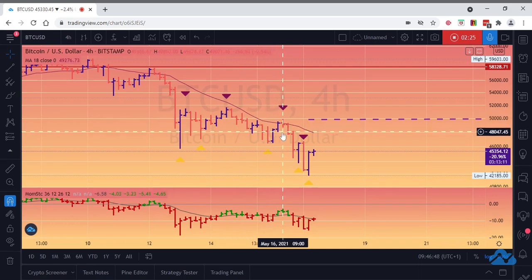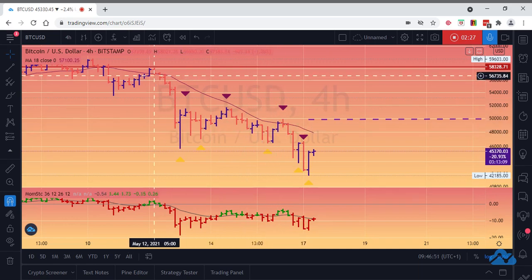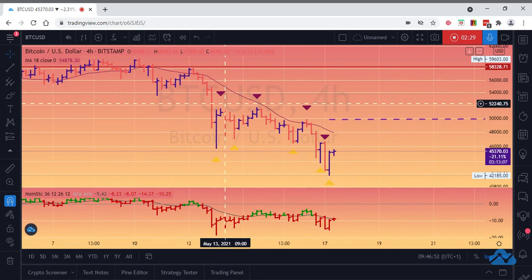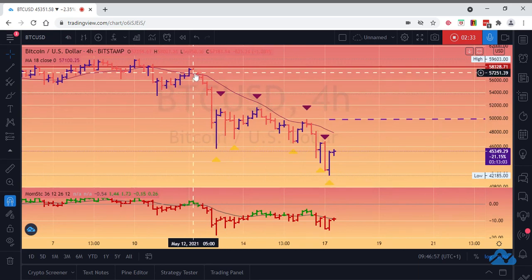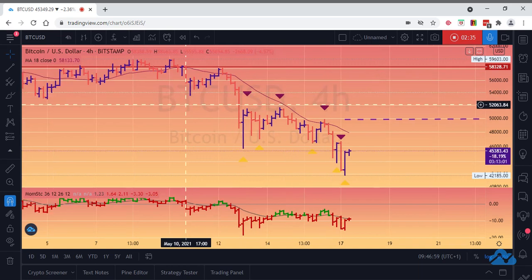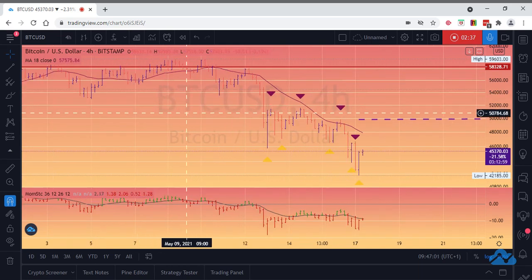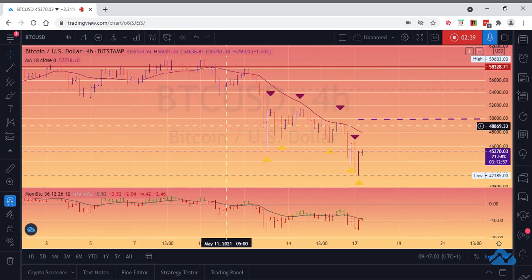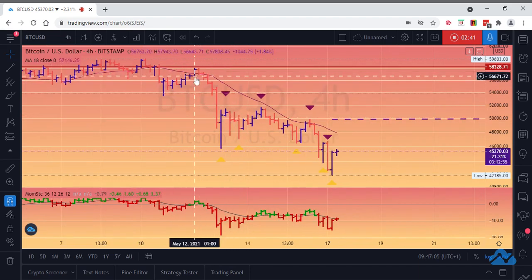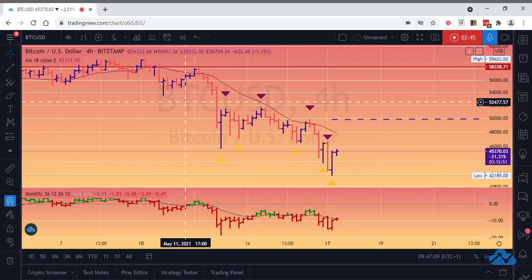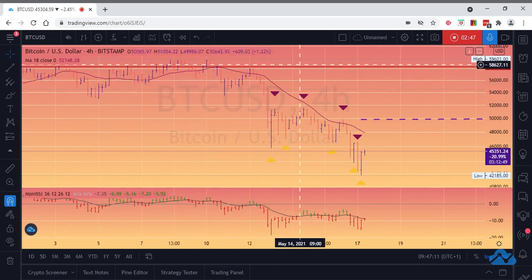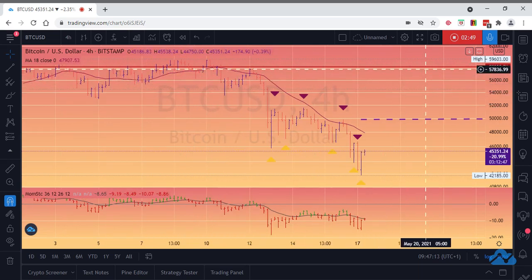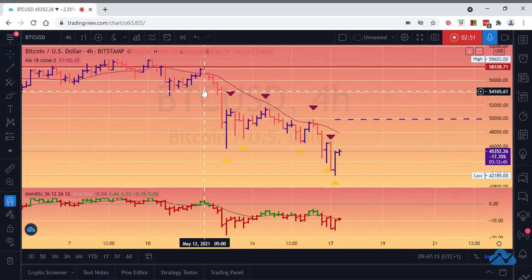Haven't been able to close above it since May 12th. And what price was that? 57,000. And so, like, I'm not a big fan of indicators, but you kind of do need to have a reference point, right? I mean, I always had this 58,000 as a key level.